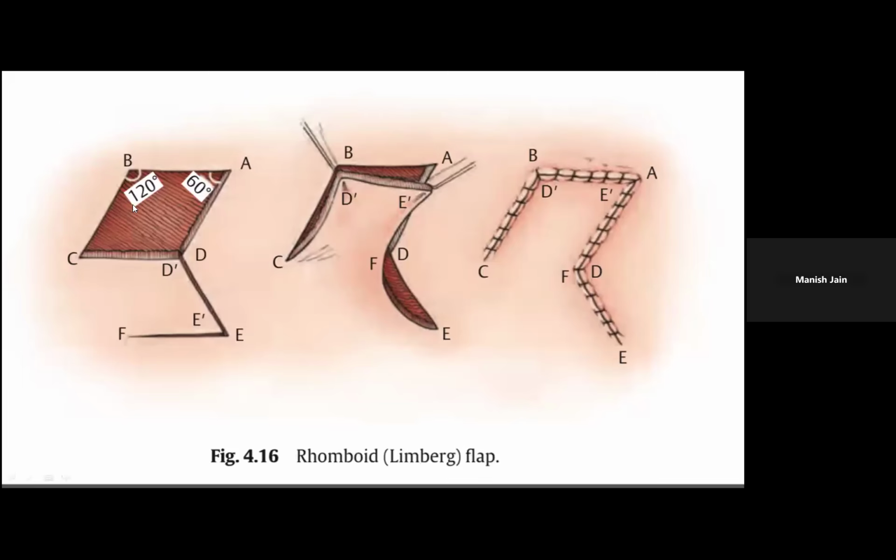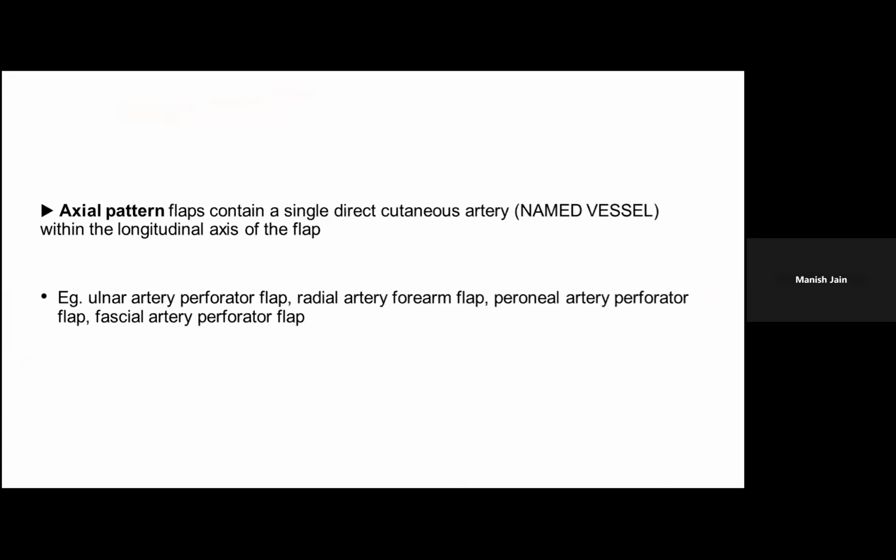So this is another Limberg flap, in which we have a defect of rhomboid shape, and then we make two triangles, 120 degree and 60 degree. So this is a short axis in which we plan the Limberg flap. The distance of B and D, D dash is equal to D and E. So this is a Limberg flap. We transpose this Limberg over the defect, and the donor site is closed primarily. It is one of the most commonly used flaps in our cases, especially over the face and torso.